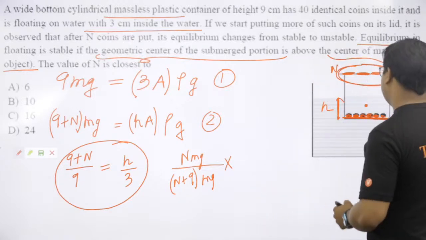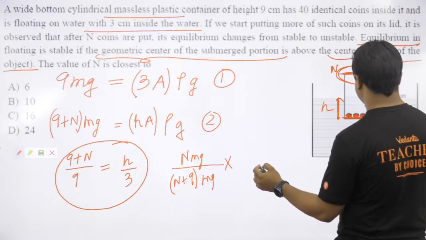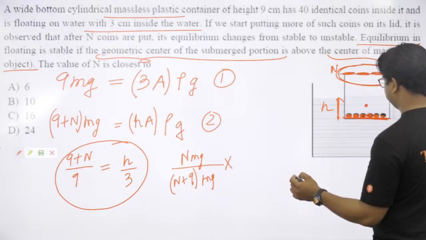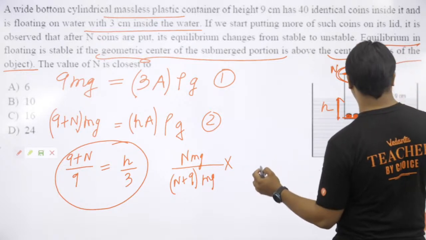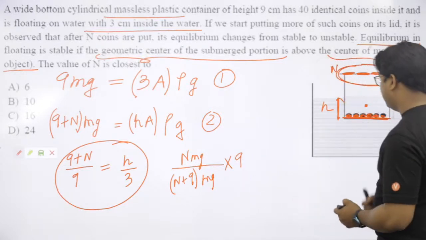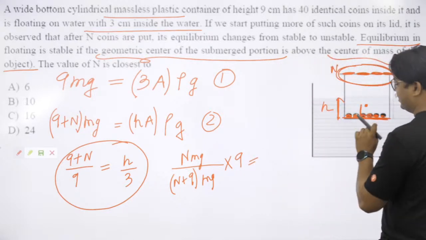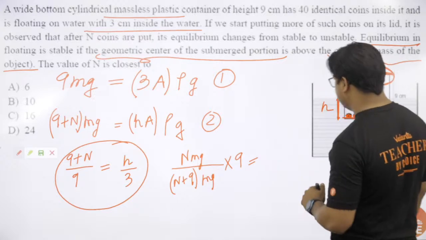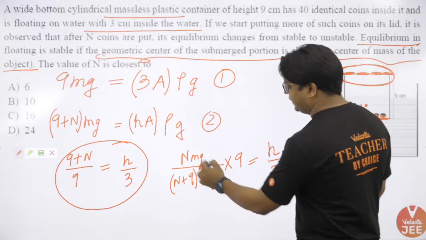Into the separation between the two, which is 9. Yes, so this becomes the distance of the center of mass from the base, and we want this to be equal to h by 2. So this is the equation that we need to solve.